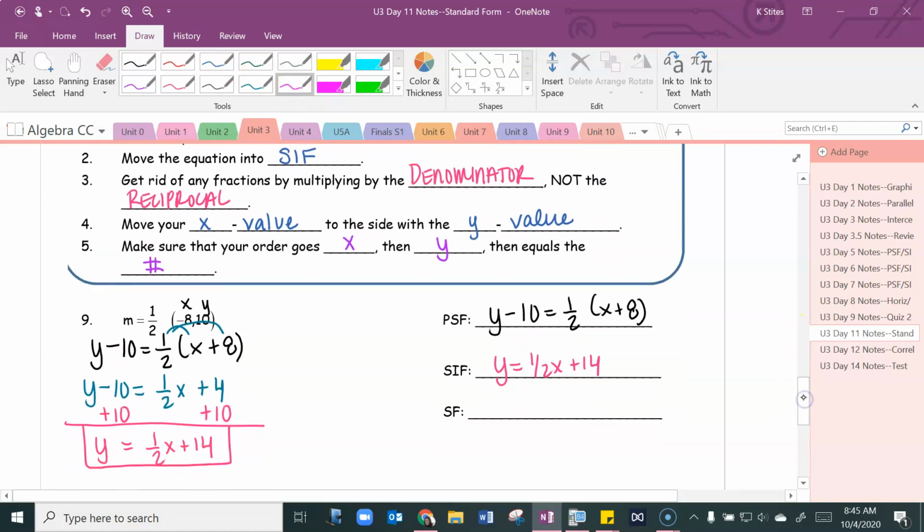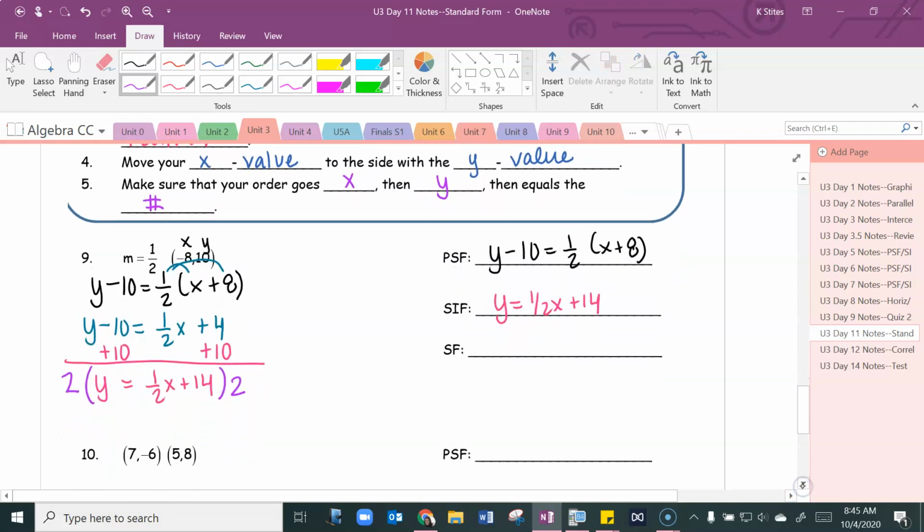So, do we have a fraction? We do. Next step is to get rid of the fraction by multiplying by the denominator. So the denominator here is a 2. Make sure everything gets multiplied by 2. 2 times y is 2y. 2 times 1/2 x is just 1x. 2 times 14 is 28.